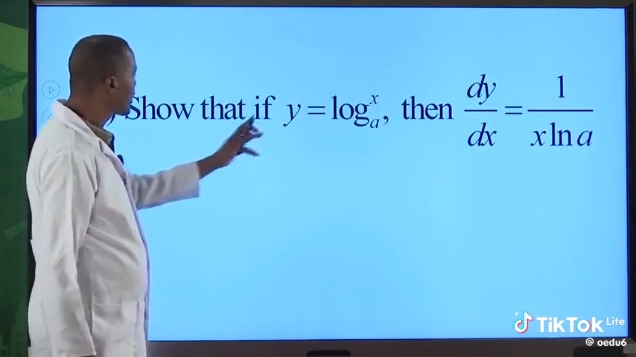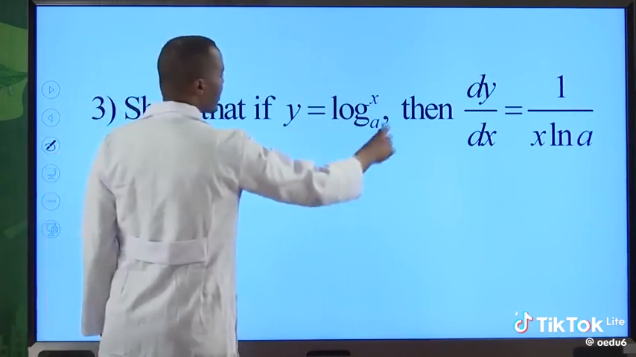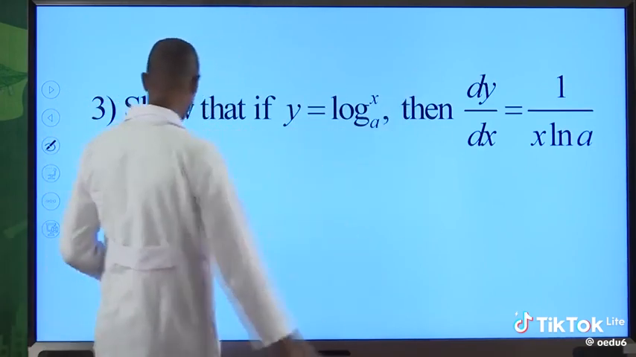The third problem is: show that if y is logarithm of x to the base a, then dy by dx is 1 over x ln a.